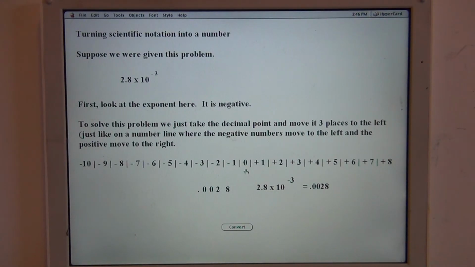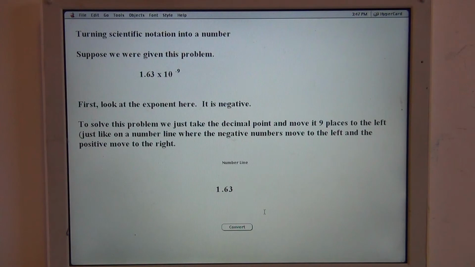So if the exponent is positive, we know we move to the right. If the exponent is negative, we know we move the decimal point to the left. Positive exponent, decimal point goes to the right. Negative exponent, decimal point goes to the left. And the way you can remember that is if you just think of a number line and where the positive numbers are on the right side and the negative numbers are on the left.